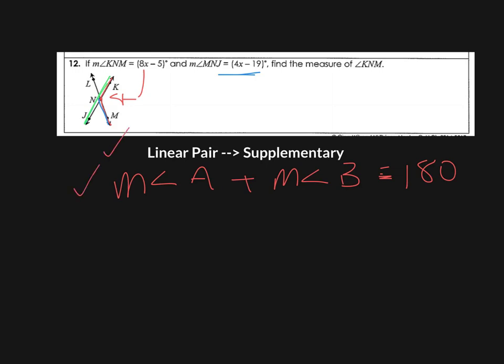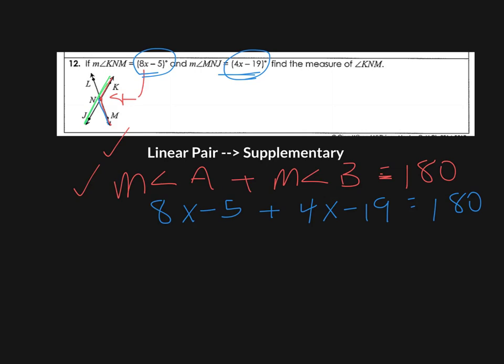Now I'm going to substitute something that is algebraically solvable. So instead of this K and M, I'm going to write 8x minus 5, plus my angle B, so to speak, is this other angle over here, 4x minus 19, equals 180. Now again, combine like terms, use some Algebra 1, solve for x.